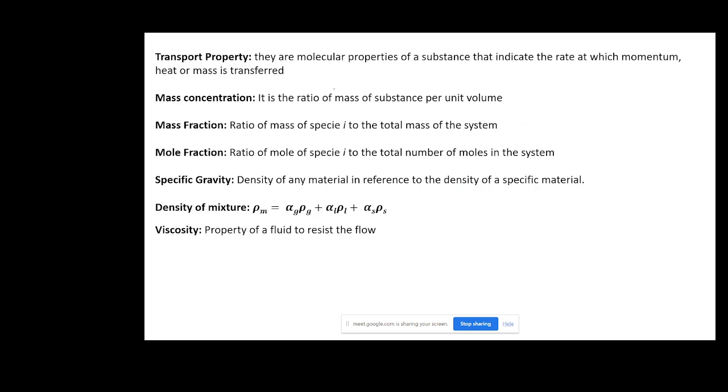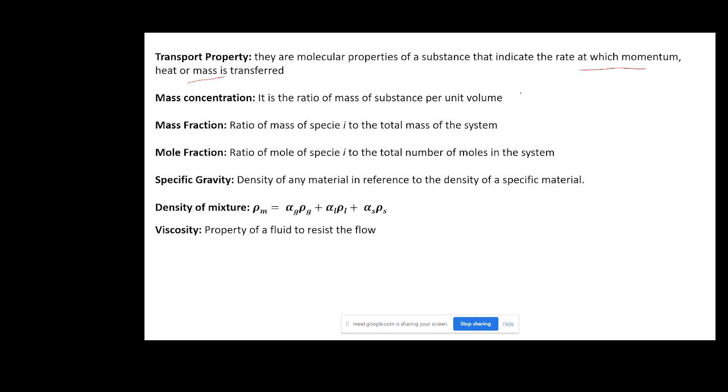Next comes the transport properties, which are the properties indicated by the molecular properties, such as transport of the molecules. Such properties are rate of momentum transfer, heat transfer or mass transfer. So these are the major transport properties which are observed.